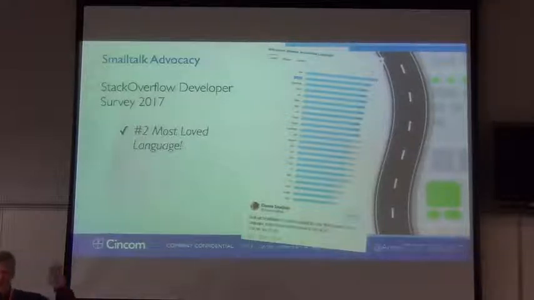So we want to get into some of those places where there aren't any Smalltalkers. Get the word out that there's this thing called Smalltalk, and a lot of people think very highly of it. Hopefully that puts it on more people's radar and they check it out. So Smalltalk advocacy is very important to all of us.